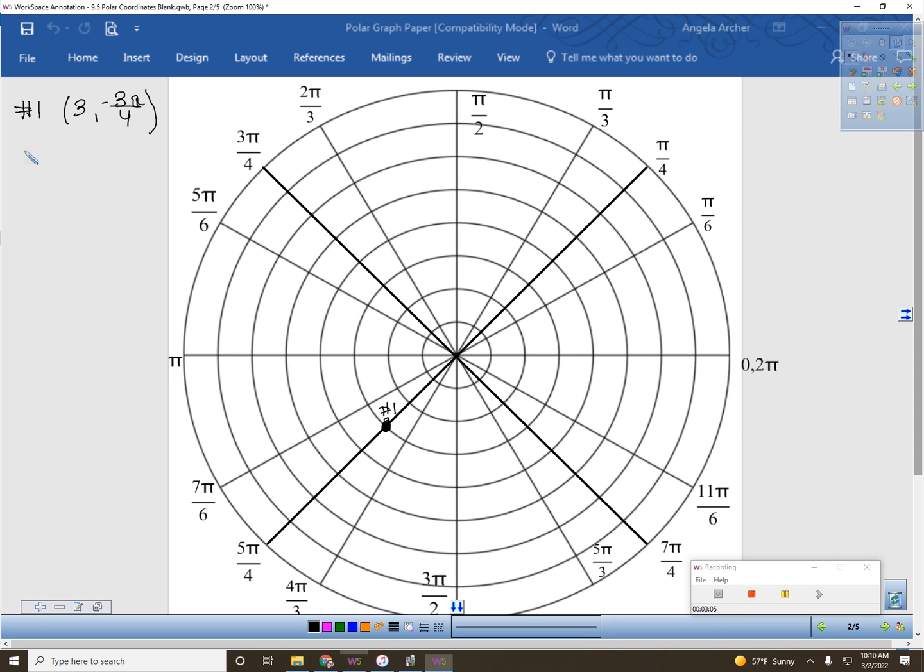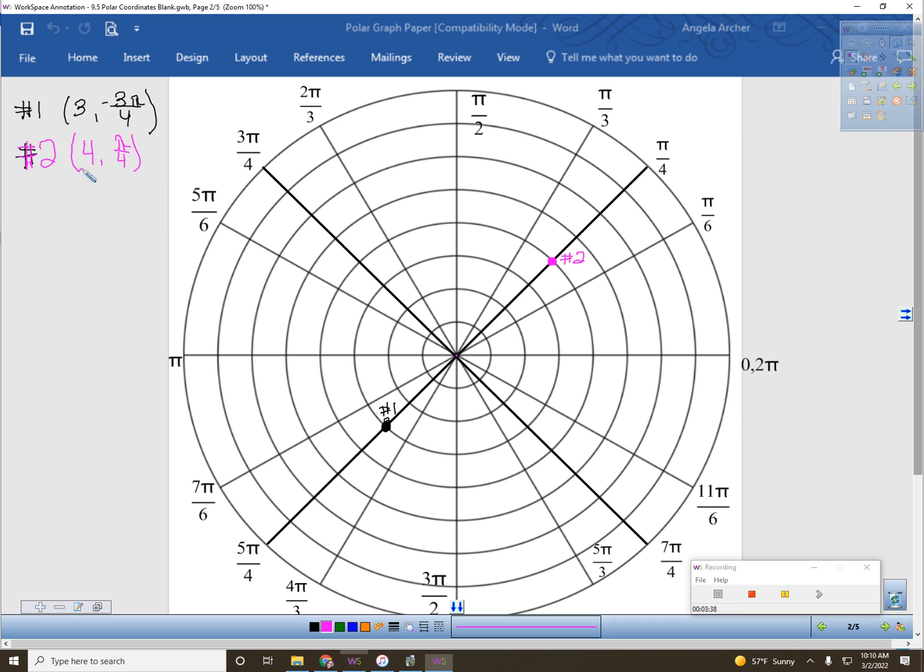Let's call this point 2. For point number 2, let's graph (4, π/4). I'm going to go out 4, so my directed distance is 1, 2, 3, 4, and then I'm going to go a distance of π/4, which would be right here. We'll call that point number 2.